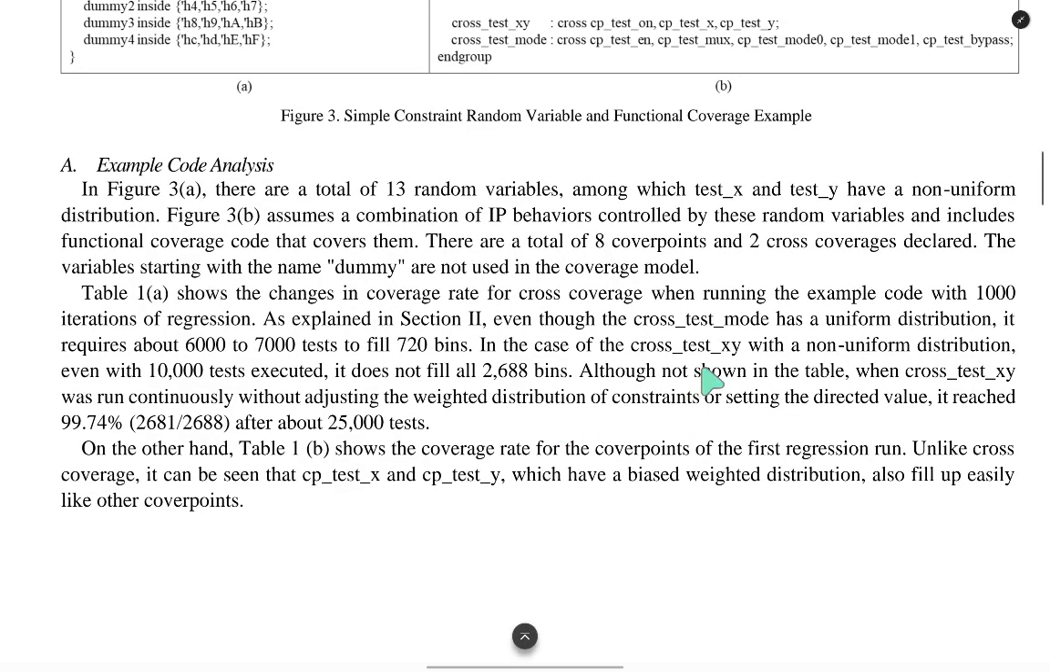In the case of the cross_test_XY with a non-uniform distribution, even with 10,000 tests executed, it does not fill all 2,688 bins. Although not shown in the table, when cross_test_XY was run continuously without adjusting the weighted distribution of constraint or setting the directed value, it reached 99.74%, 2681 over 2688, after about 25,000 tests.